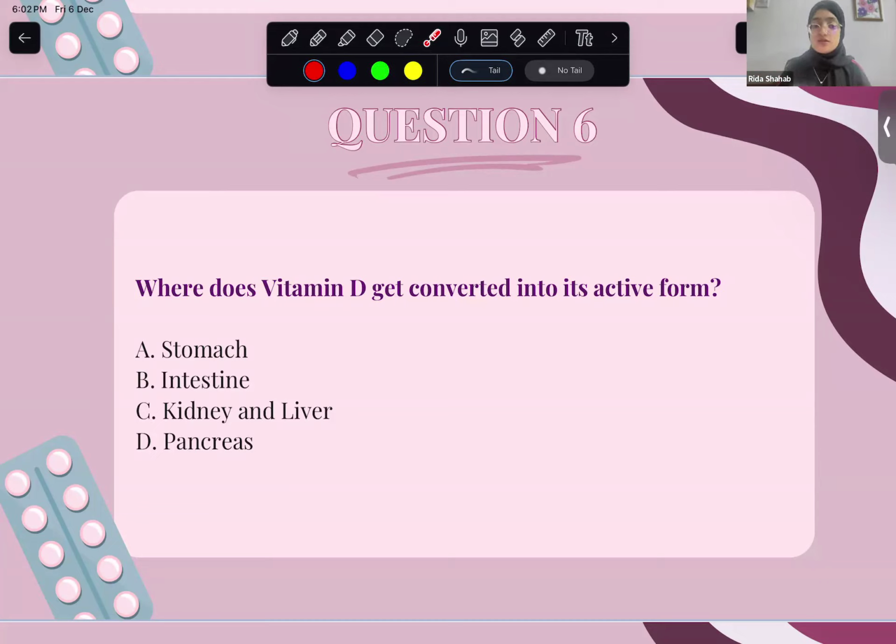Does that make sense? Also, can someone tell me where the first hydroxylation happens? Is it the kidney or the liver? Liver. Yes, good job, guys.